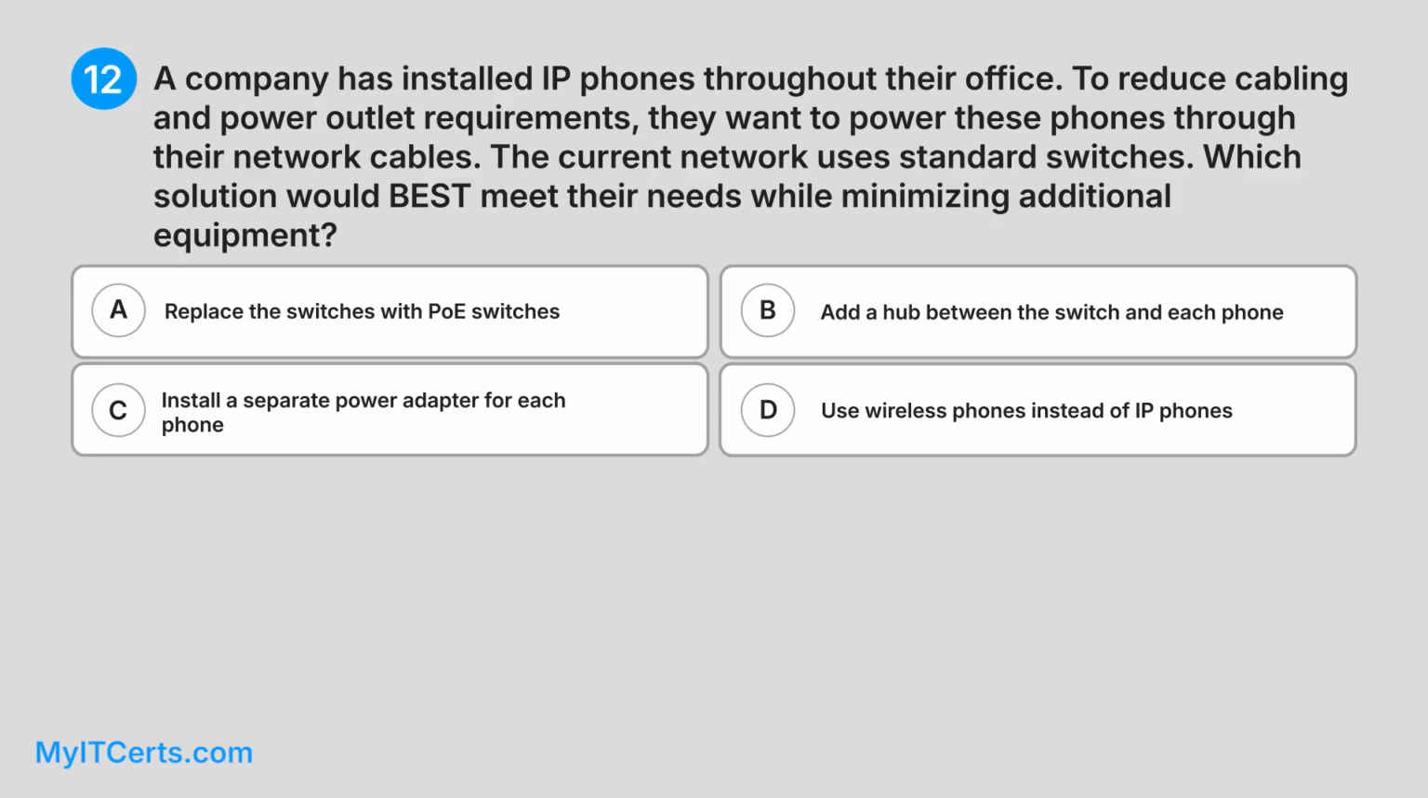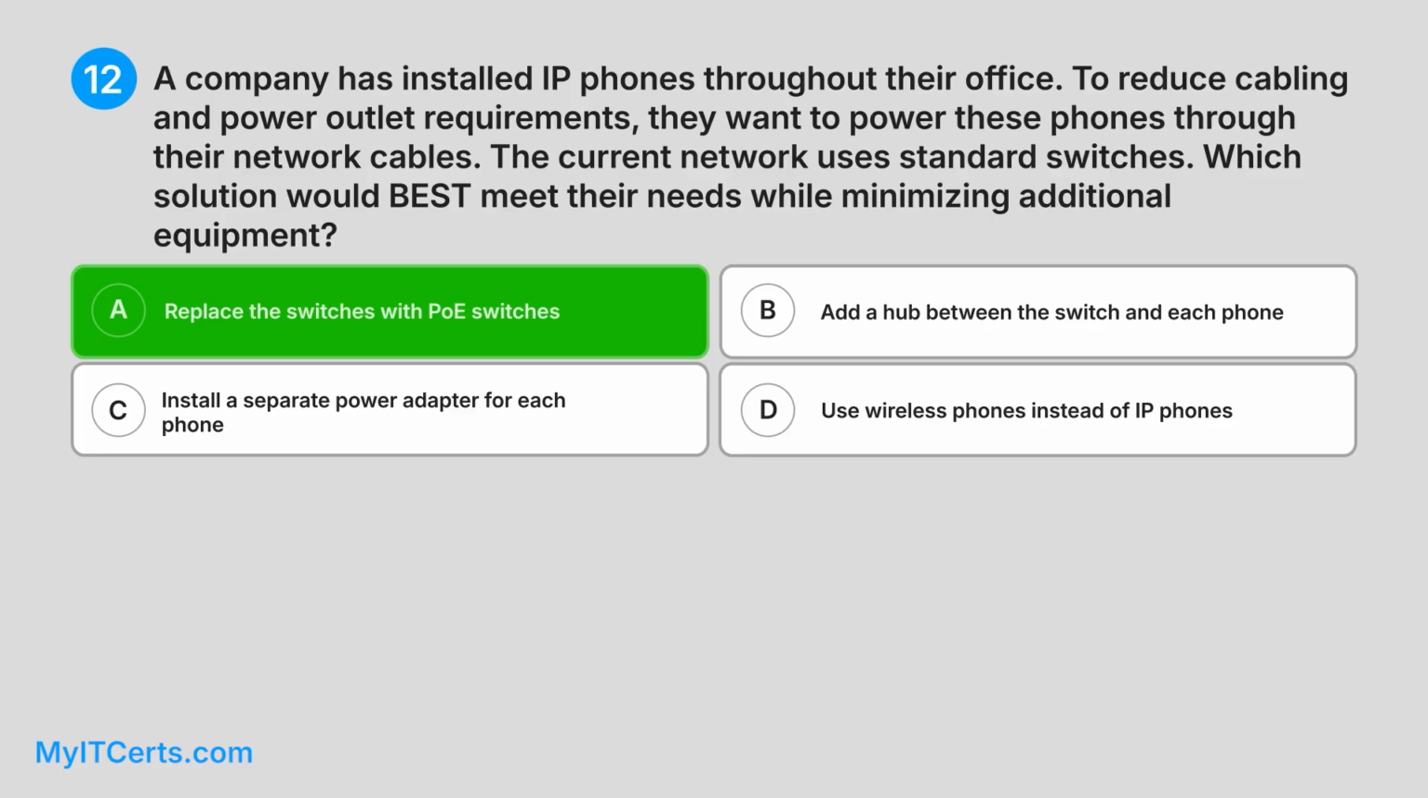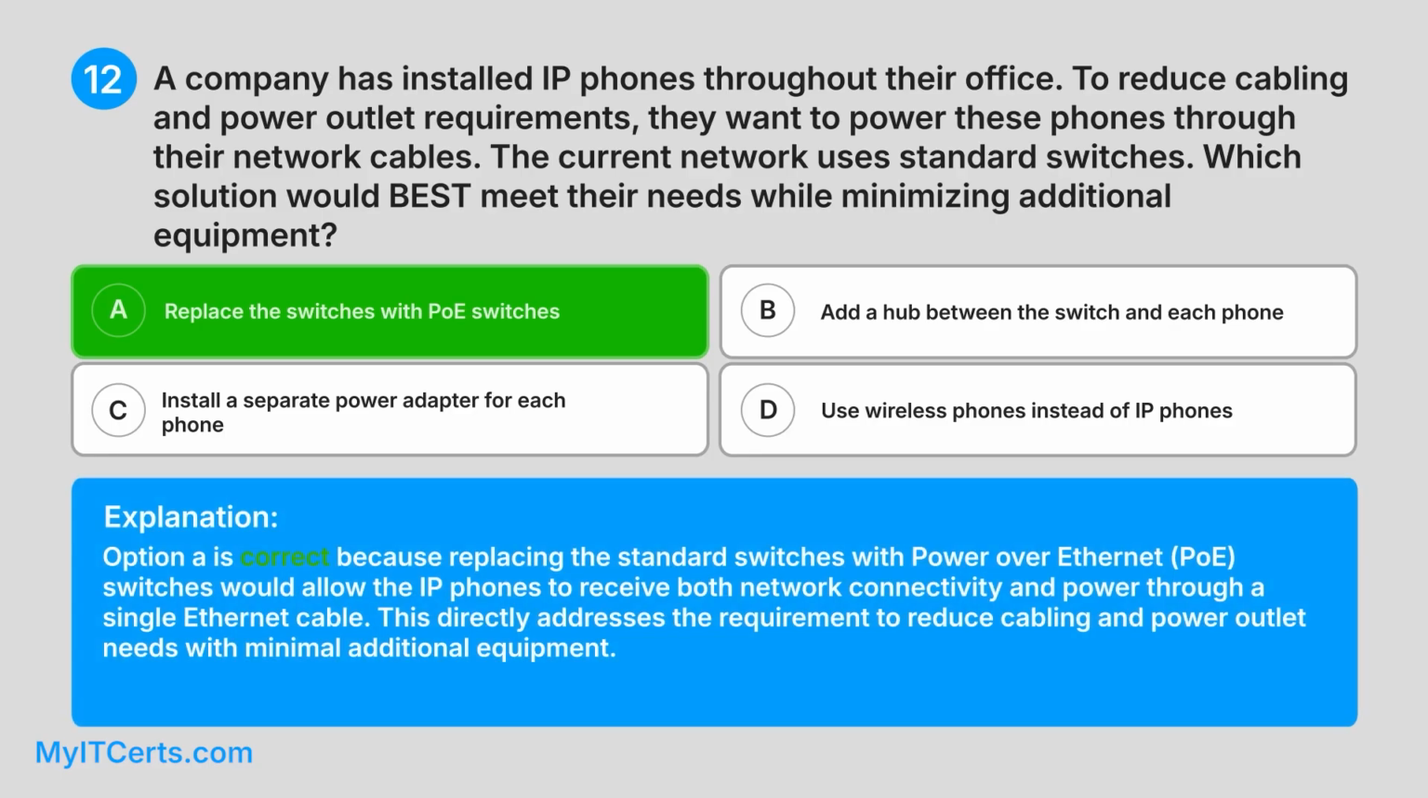Correct answer. A. Replace the switches with PoE switches. Explanation. Option A is correct because replacing the standard switches with Power over Ethernet, PoE switches, would allow the IP phones to receive both network connectivity and power through a single Ethernet cable. This directly addresses the requirement to reduce cabling and power outlet needs with minimal additional equipment.